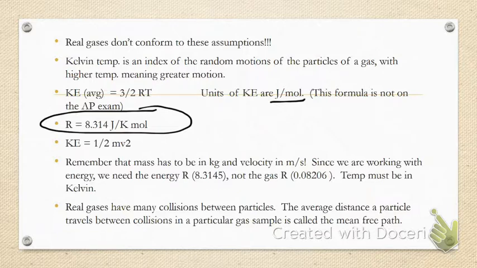Now, on the stoichiometry test, I saw some of you using that R value. We only use this R value if we are talking about energy. So that's why we use this R value and not the 0.0826. When we're dealing with pressure and volume, we're using the 0.0826. When we're dealing with energy, we're going to use the 8.314. Temperature in both cases has to be in kelvins. In reality, real gases have many collisions between particles, and the average distance between collisions in a gas sample is called their mean free path, and it varies based on their densities.